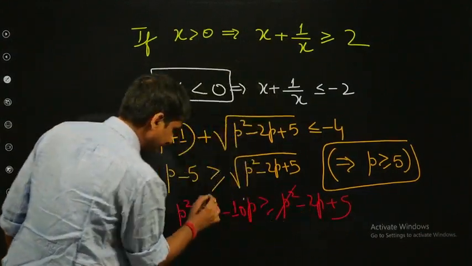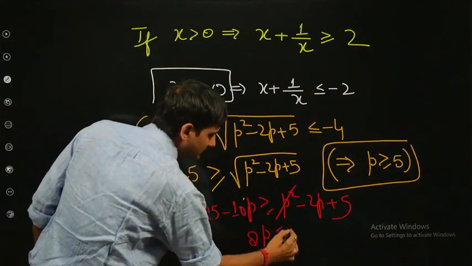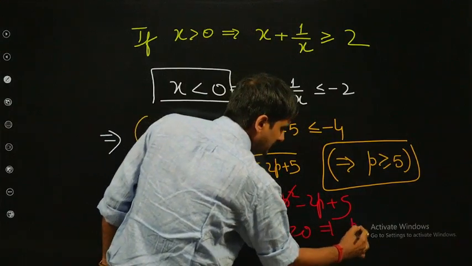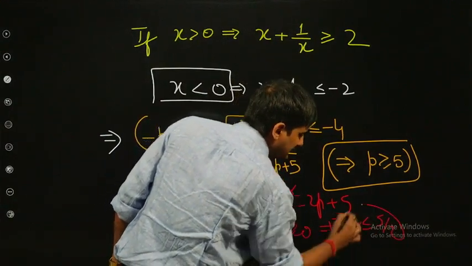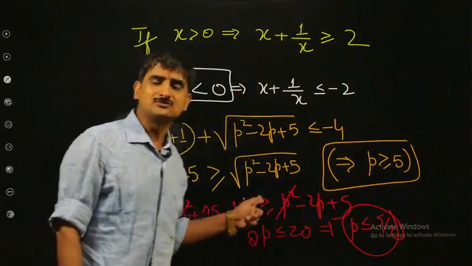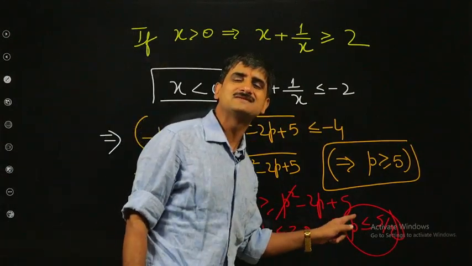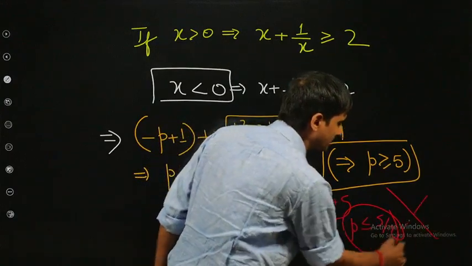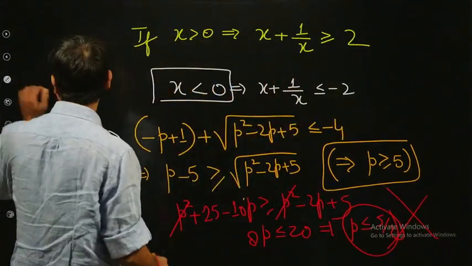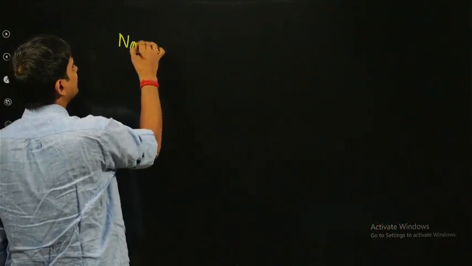Now what do we get? 8p is less than or equal to 20. So we get p is less than or equal to 5 by 2, but that's a contradiction. For this to hold, p should be greater than or equal to 5, but what we got after solving is p less than or equal to 5 by 2, so that's not possible. So now we will have to explore the second possibility, that is with negative sign.